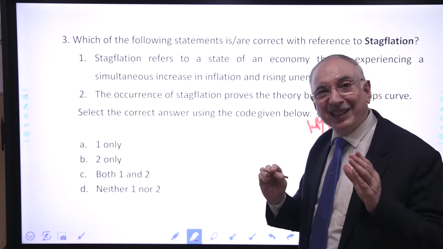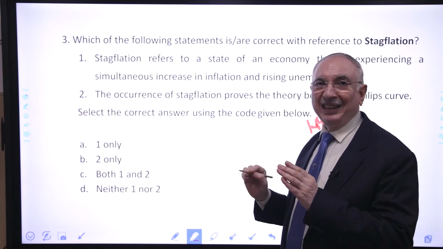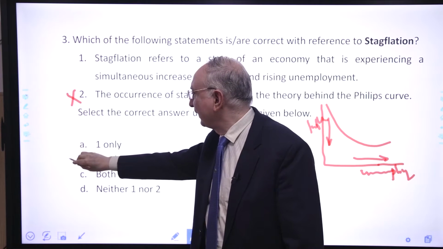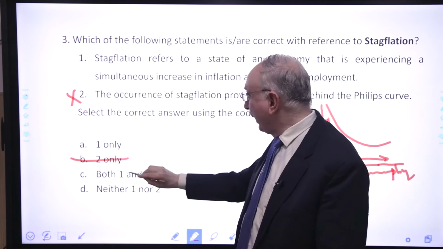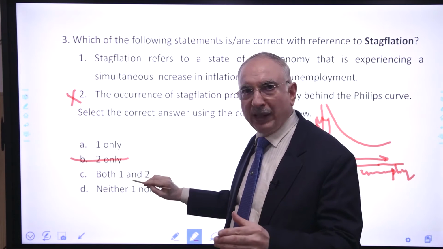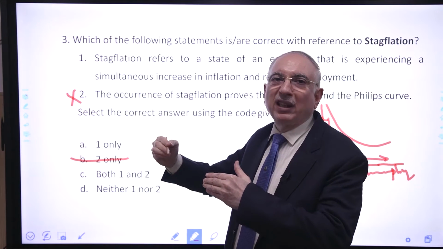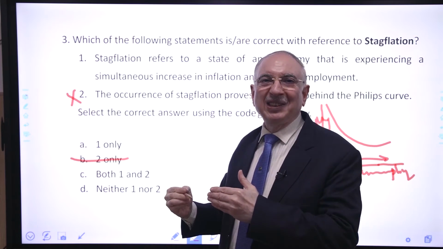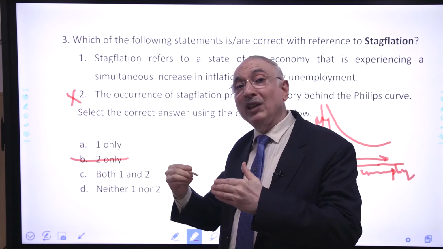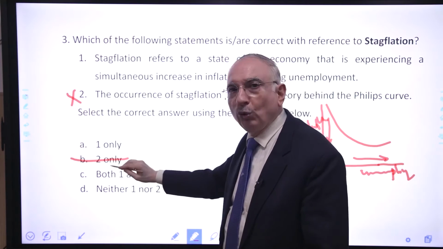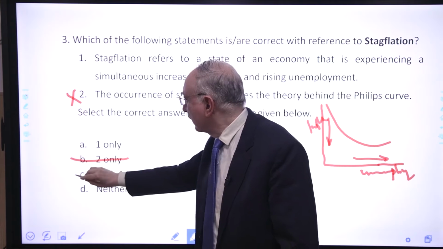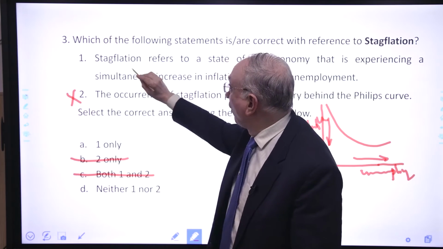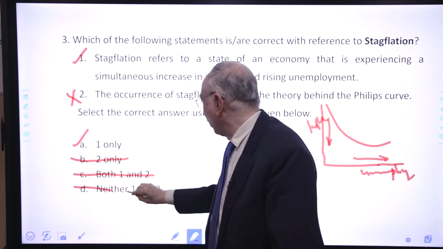But what happens in stagflation? When unemployment is rising, inflation also rises. So this contradicts the two. Therefore, option 2 is straightaway eliminated, because it is absurd; both are contradicting each other. On one hand, the Phillips curve shows that as unemployment rises, inflation comes down. But in stagflation, both go hand in hand. So once we eliminate 2, C is also eliminated, and therefore there is one option, 1 is correct, so D is also eliminated.